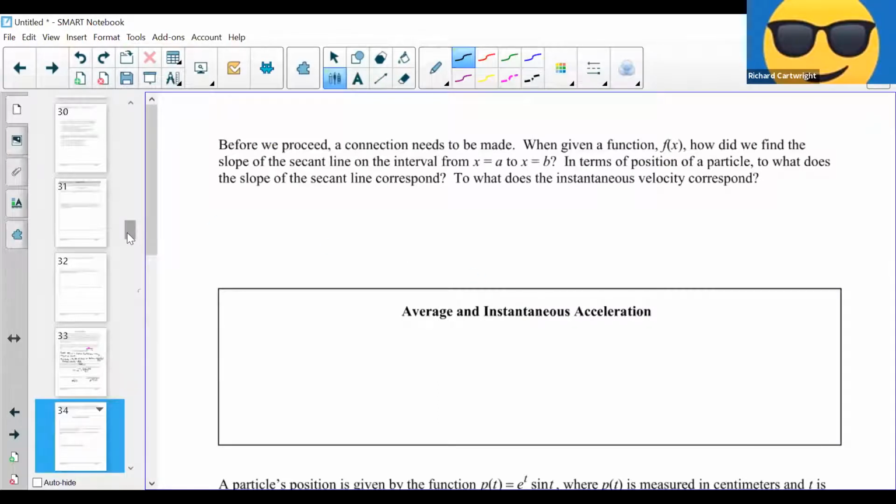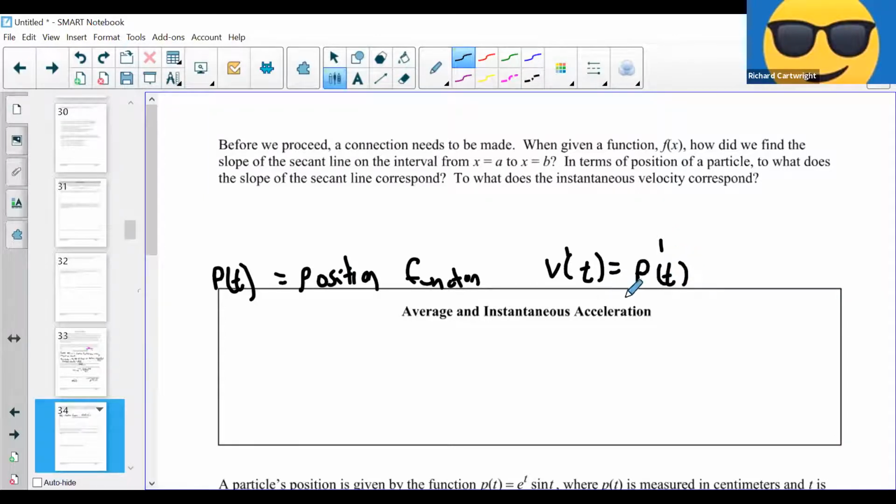Do I want to talk about average instantaneous? Oh yeah, let's talk about average acceleration. Okay, it's not going to be any different. We have P of t was my position function, and V of t, which was equal to P prime. So your velocity function is P prime of t. And you should realize that your acceleration function would be P double prime of t, or we can take the first derivative of velocity.